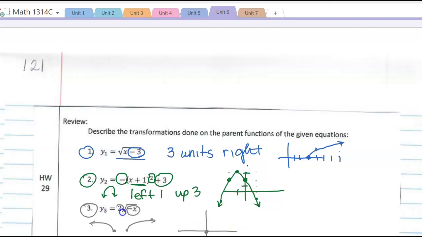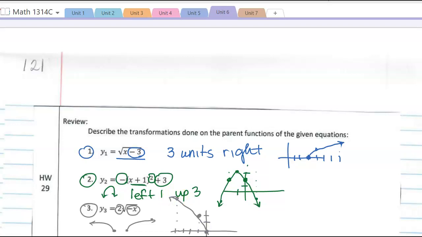We do have a multiplier of 2, so that means instead of going over 1 and up 1, we're going to go up 2. Instead of going over 1, 2, 3, 4, and then up 2, we're going to go over 4 and then up 4. 1, 2, 3, 4. So we're going to have our graph looking like this.